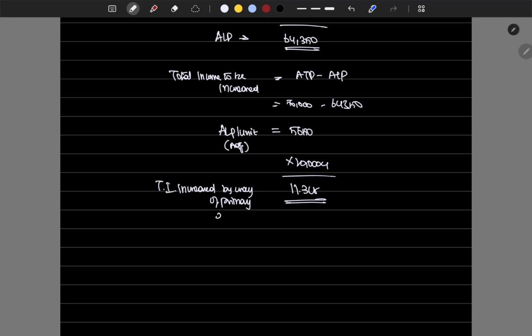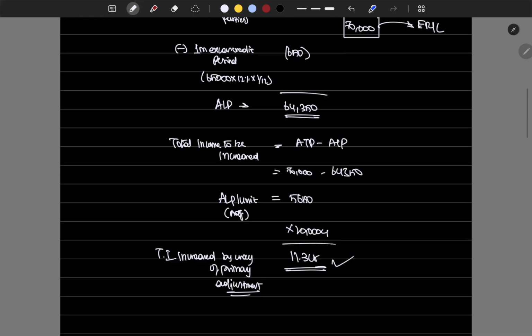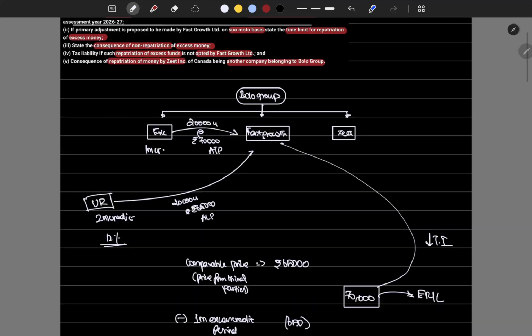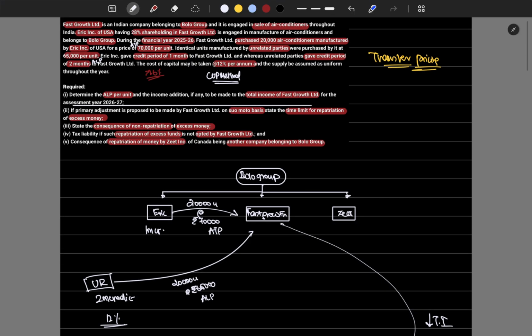Okay, we have finished the primary adjustment. We found the value, which is 11.3 crore, added to the balance sheet. The company has to pay tax on 11.3 crore. Right. Now, if the primary adjustment is proposed to be made by Fast Growth on a suo motu basis, okay, so they have proposed.